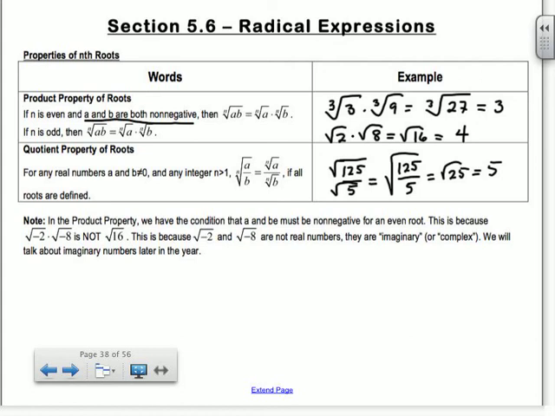Or if you had the cube root of 27 over 8, you can bring the cube root into both pieces. So cube root of 27 over the cube root of 8, and you could get 3 over 2. So 3 over 2. Kind of ran off the page there. 3 over 2. So just do cube root of 27 over cube root of 8.